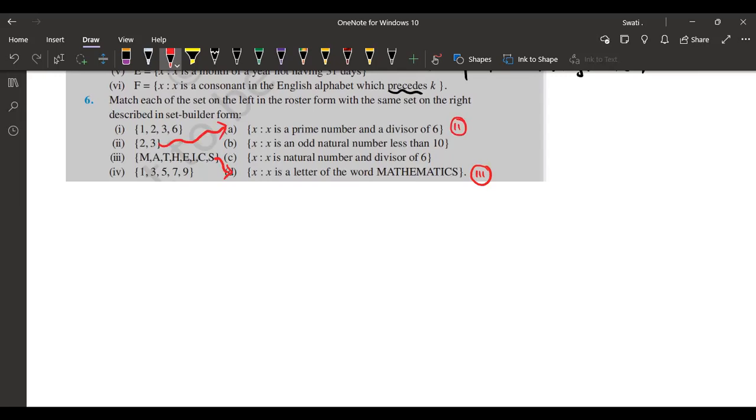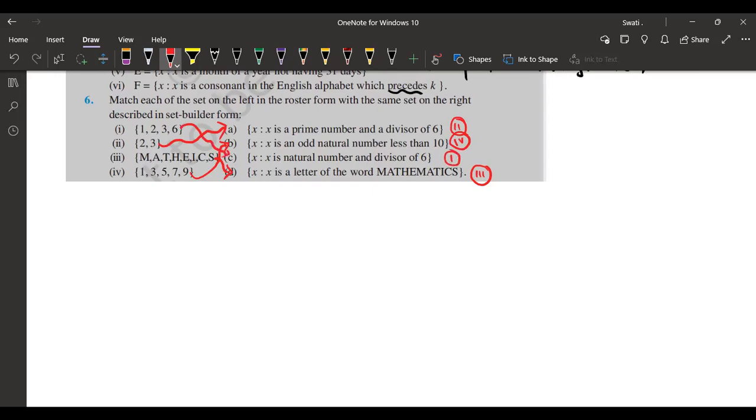Mathematics is done. Next is {1, 3, 5, 7, 9}. This is very simple. Of course, this is all odd natural numbers less than 10, because 1, 3, 5, 7, 9. So this is going to be this. That means the fourth one is here. Next is X such that X is a natural number and a divisor of 6. Now this is possible because here it is not saying that it should be a prime number. So it is just C. So therefore, this is 1.